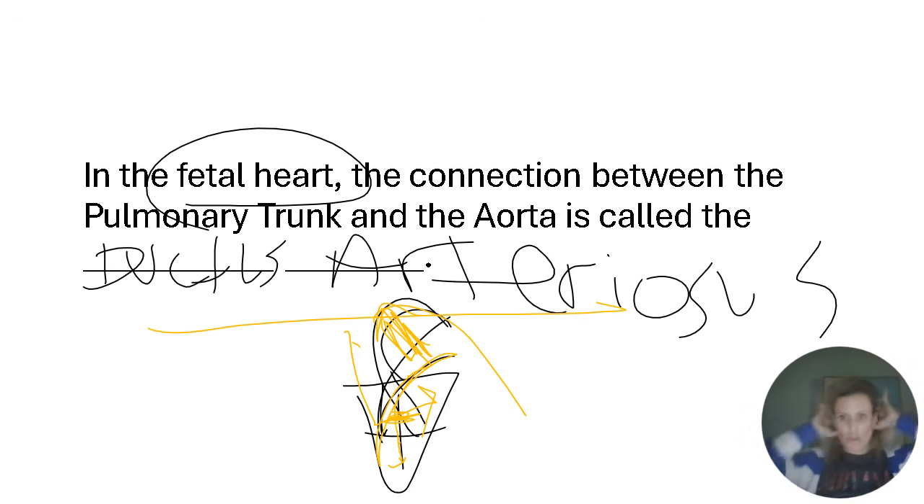What if I showed you on the actual adult heart, once the ductus arteriosus closes up, then what do we call that? The ligamentum arteriosum, like ligament between the arteries.